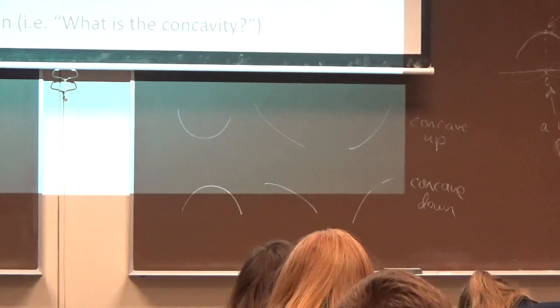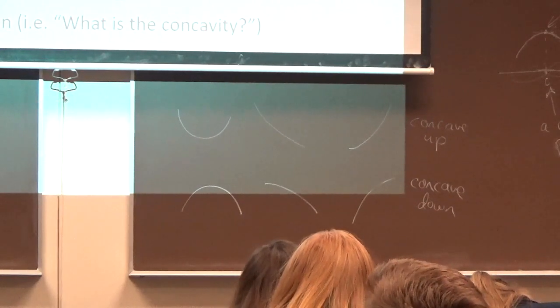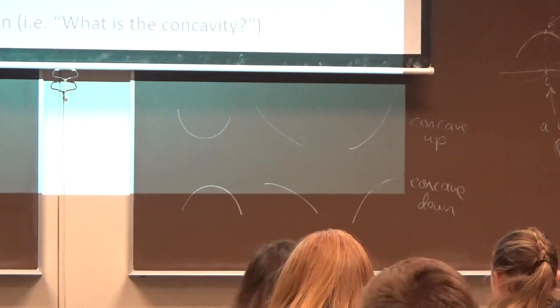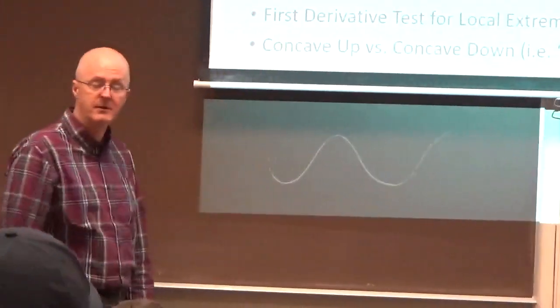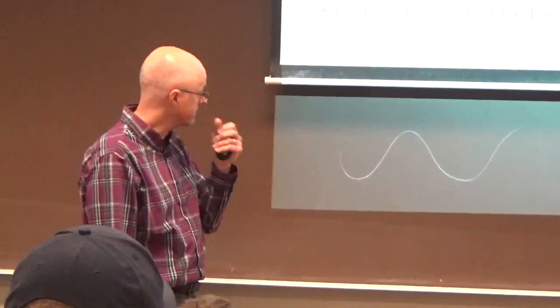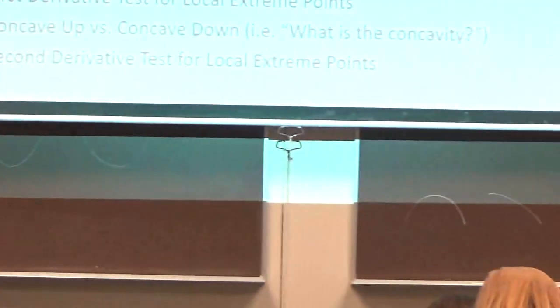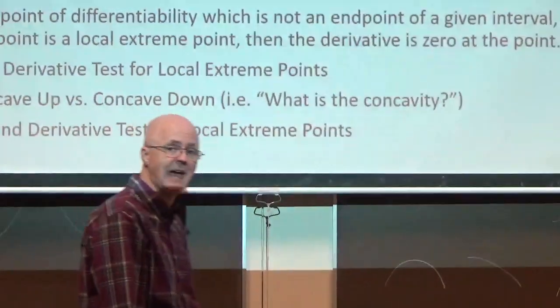When you're asked what is concavity, the question is: is the graph concave up or down? Or both, it can change. It can be concave up over some intervals and concave down over other intervals. The second derivative test is a test for local extreme points based on the concavity.